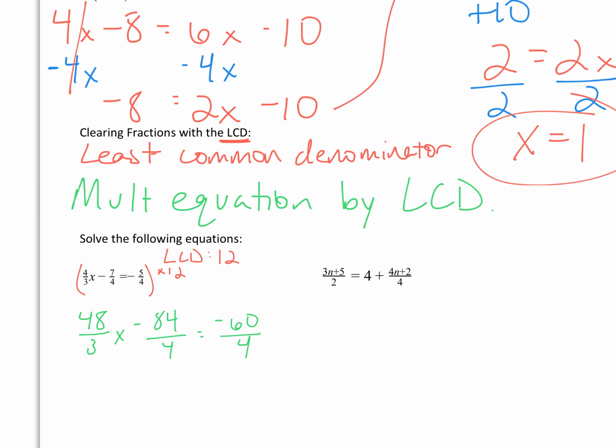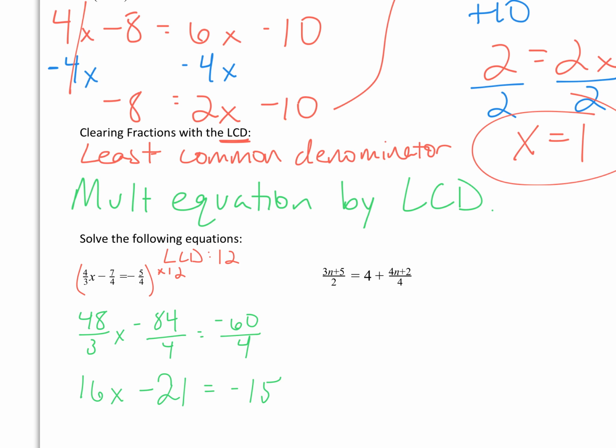Because we multiplied all this by the LCD, we know that each one of these fractions will simplify to just an integer. So for example, 48 thirds, well 48 divided by 3 is just 16. So we'll write that a lot easier as 16x. And then negative 84 fourths, well 84 divided by 4 is 21, so negative 21. Negative 60 divided by 4, negative 15.